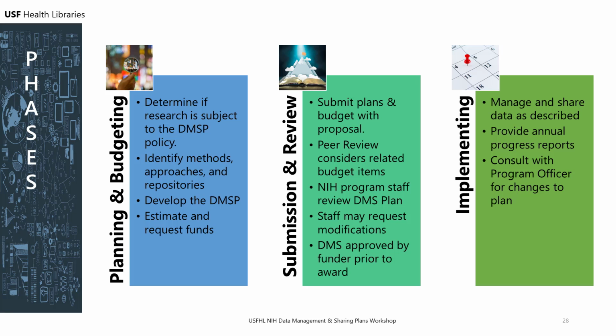So just some takeaways as we're moving through this. In the planning and budgeting phase, you want to make sure that the research is subject to the DMSP policy. You identify your methods, approaches, and repositories. You develop the DMSP. You want to estimate and request funds. During the submission and review phase, you want to submit your plan and budget with a proposal. The peer review considers related budget items. Then NIH program staff review the DMSP plan.